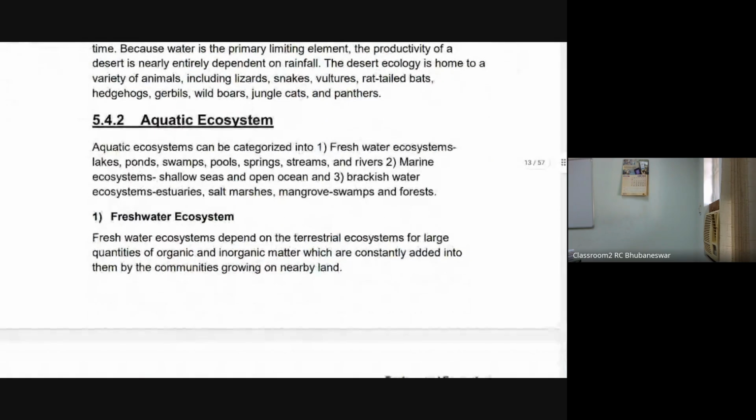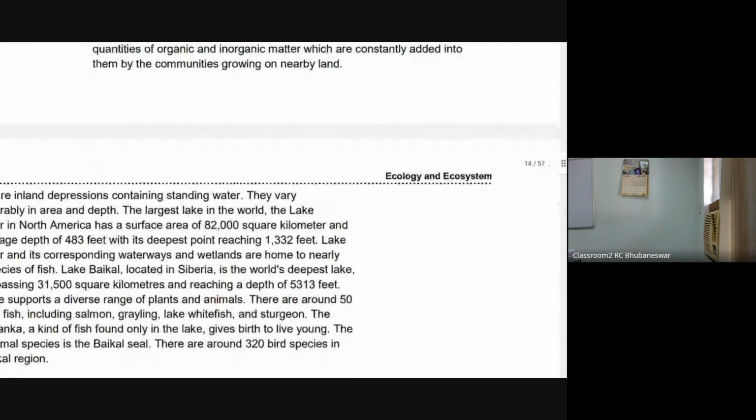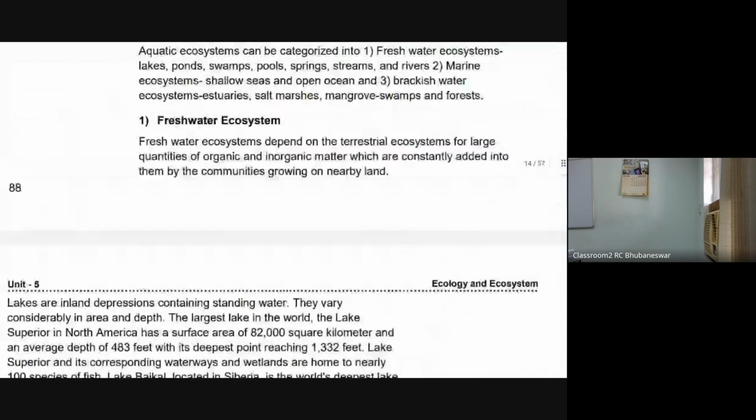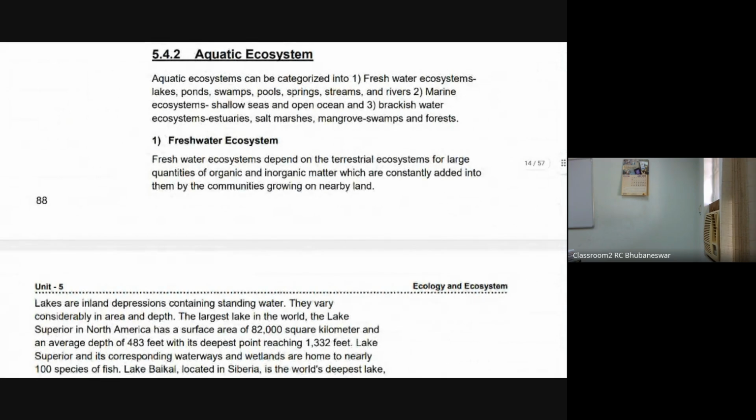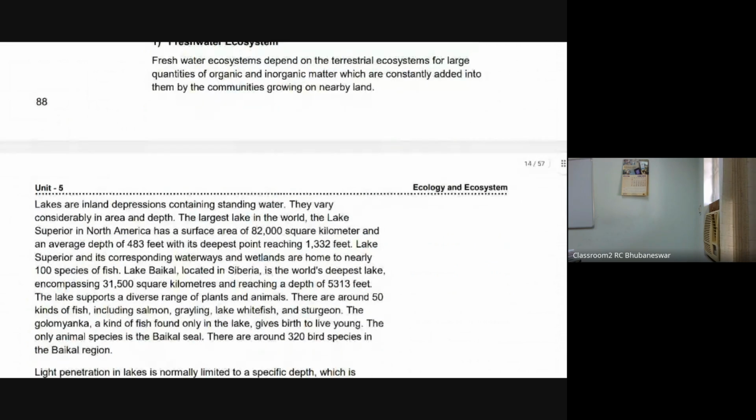Then you do have aquatic ecosystem. Within the aquatic ecosystem, you have freshwater ecosystem, marine ecosystem, and estuarine ecosystem. Within freshwater ecosystem, we have lakes and ponds, which are basically freshwater, then you have rivers, and all the ecosystems found in these.